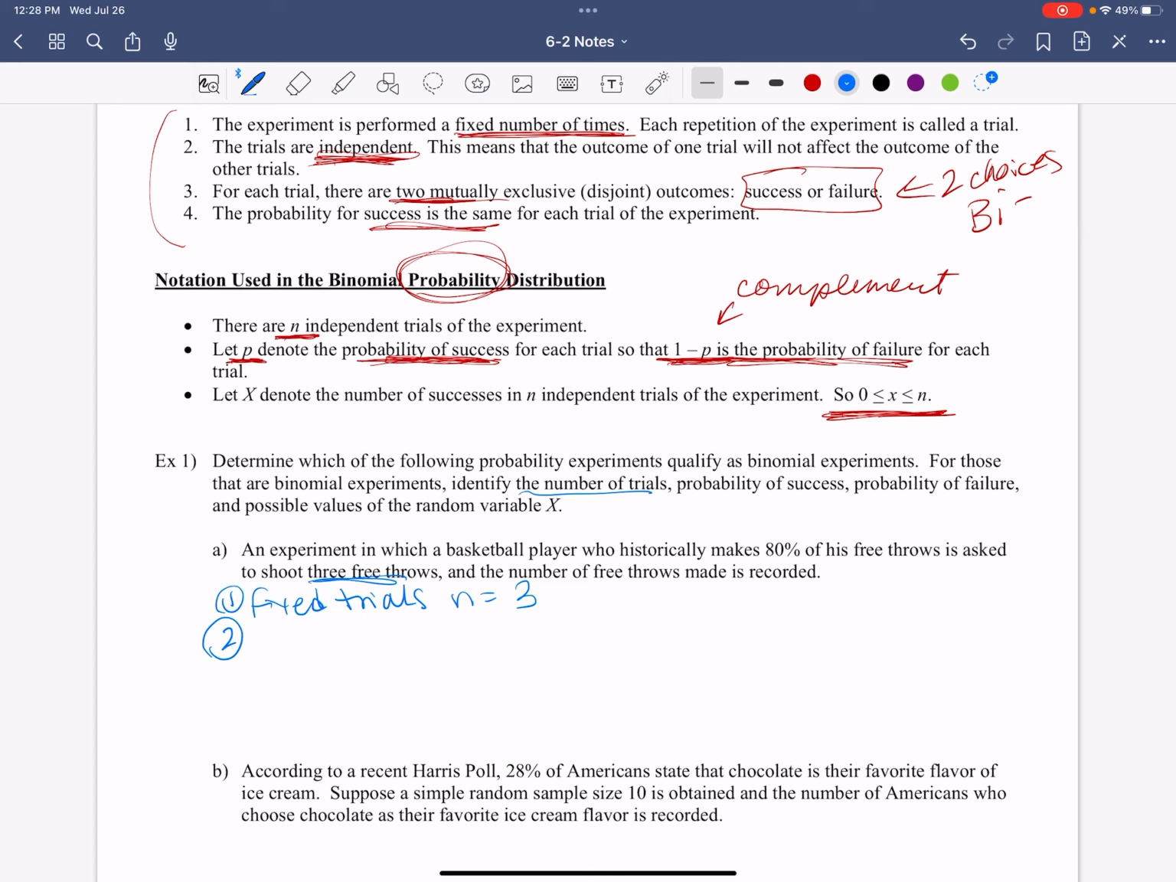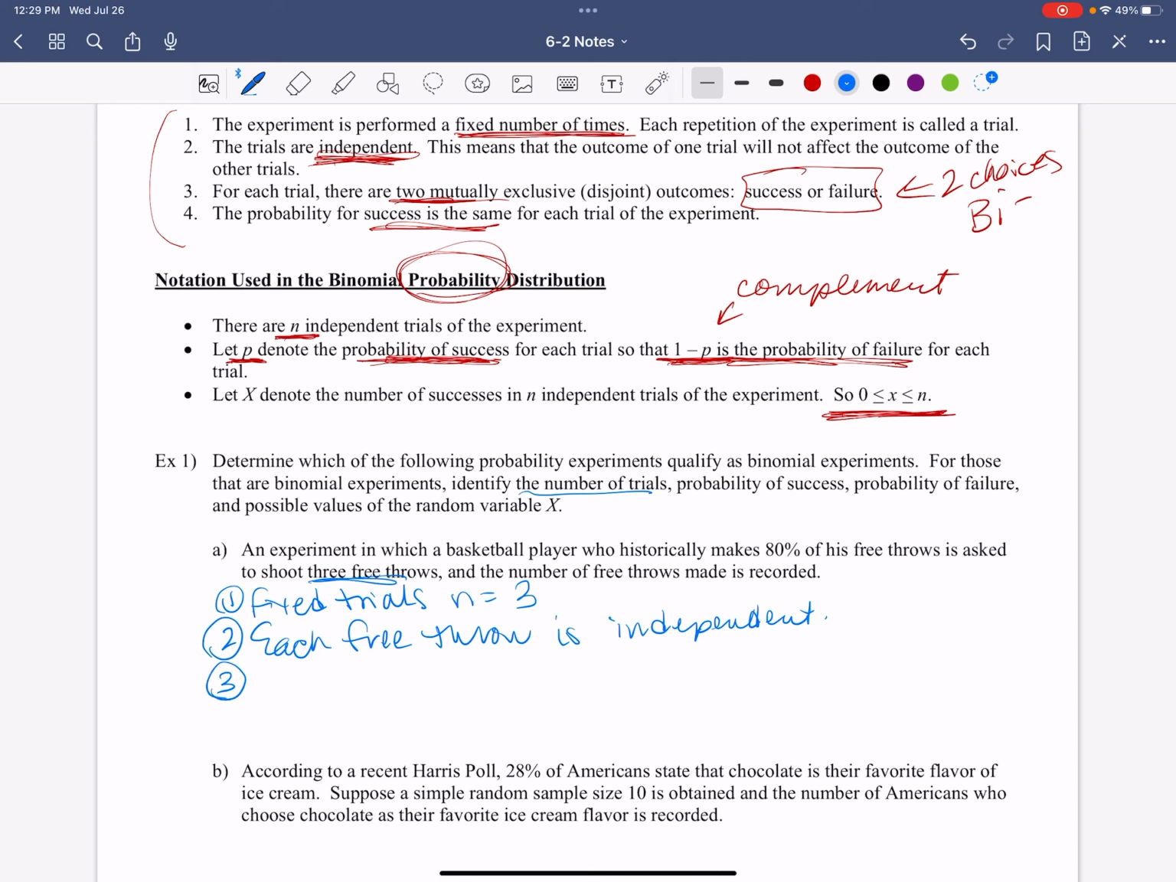Number 2, the trials are independent. Are they? Yeah, each free throw is independent. One does not depend upon the other. Because it's the same guy shooting it, it is what it is.